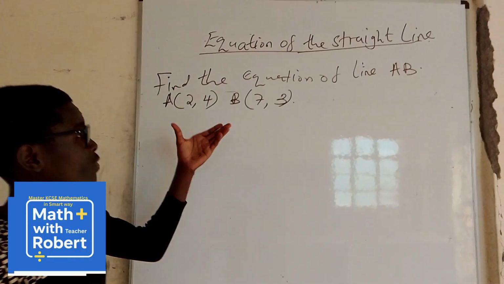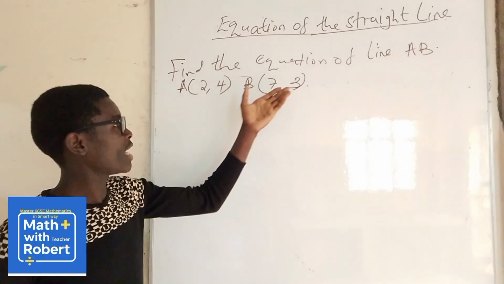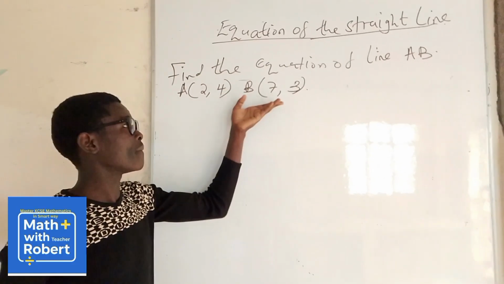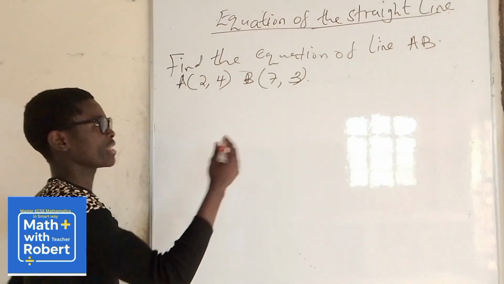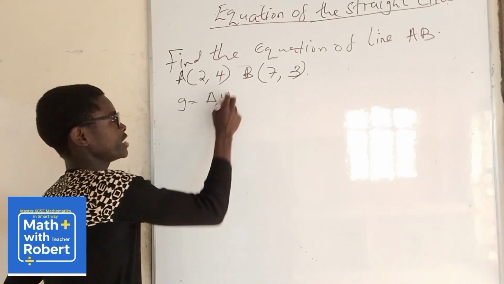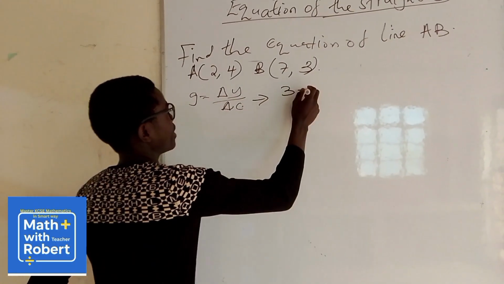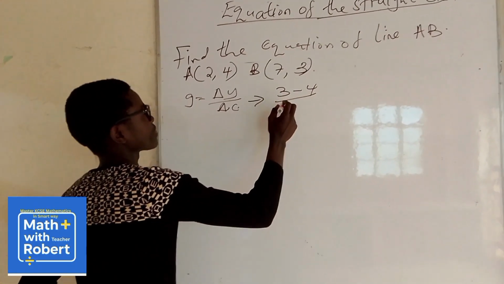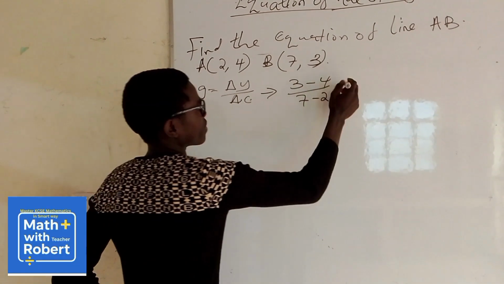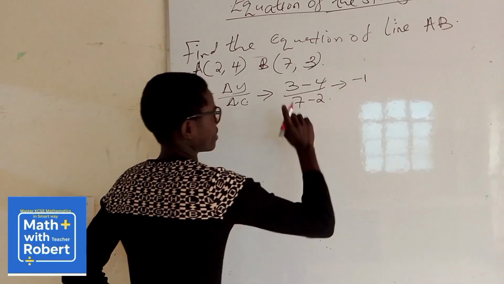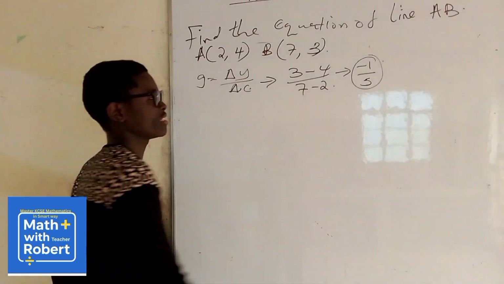Let's see how we can get the equation of a straight line. Find the equation of line AB. We are given the points A and B. So to get the equation, you have 2 points. In step 1, you get the gradient. The gradient is equal to changing y over changing x. It is (3 minus 4) over (7 minus 2). 3 minus 4 is negative 1. 7 minus 2 is 5. That's our gradient, negative a fifth.